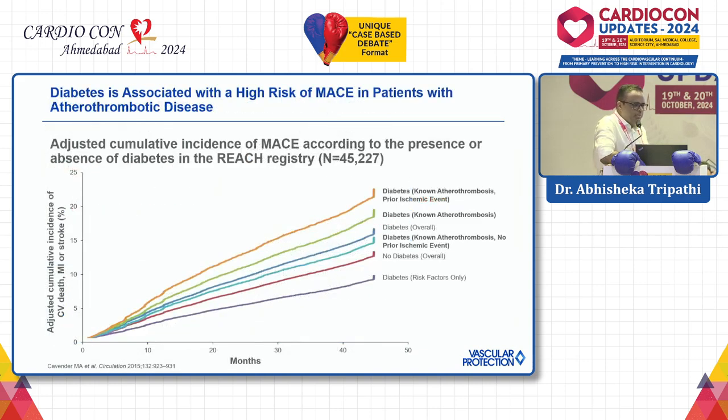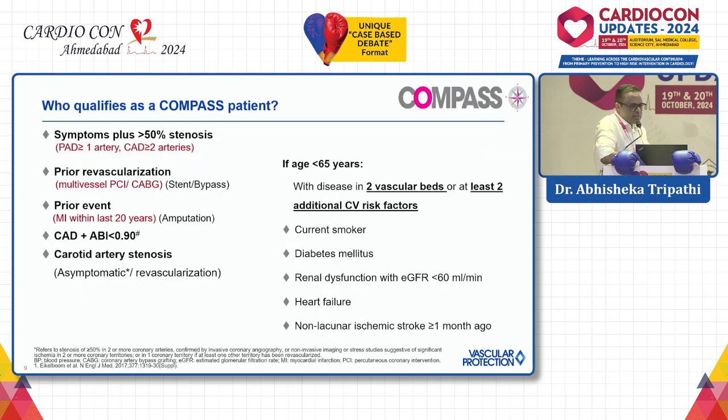Now, the patients who have diabetes have a much higher risk of MACE with atherothrombotic disease. In this slide also you can see that the rate of MACE in patients with diabetes is much higher compared to the patients who do not have diabetes. The COMPASS study compared the role of rivaroxaban with aspirin versus aspirin alone versus rivaroxaban 5 mg BID in patients with chronic coronary syndrome, those who underwent revascularization or were managed medically.